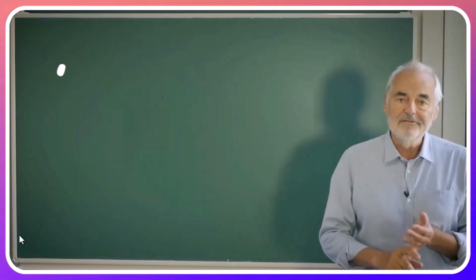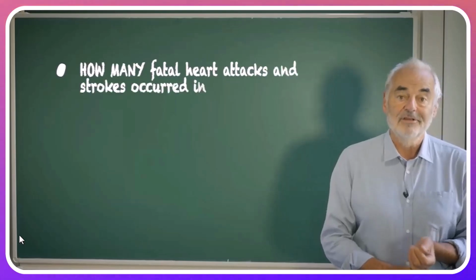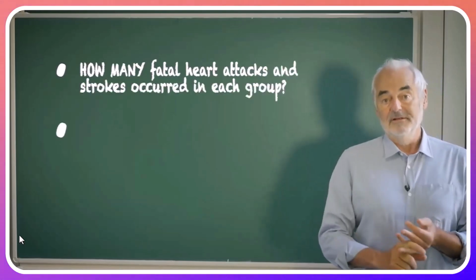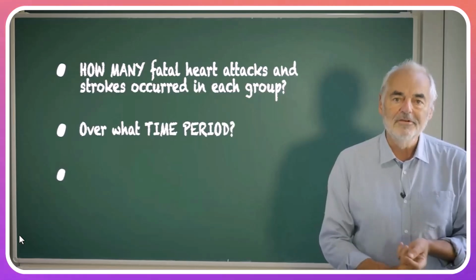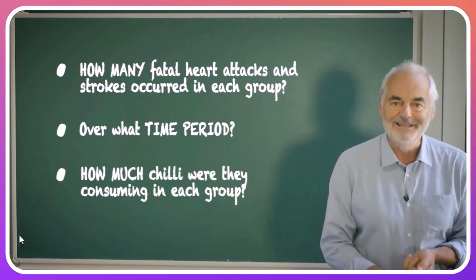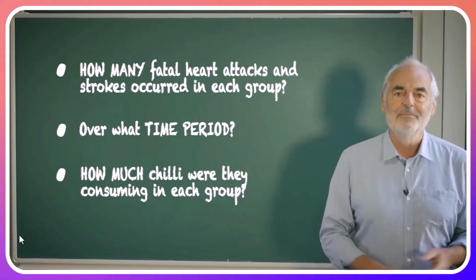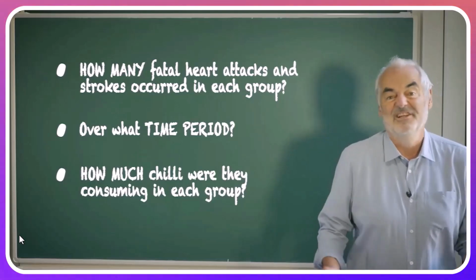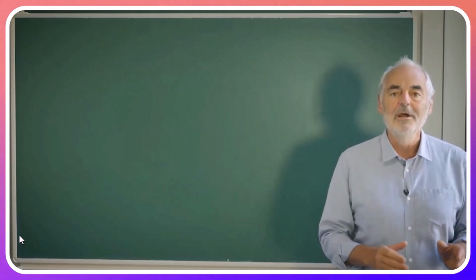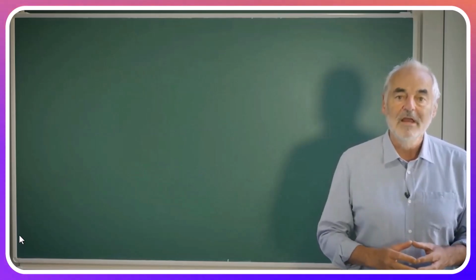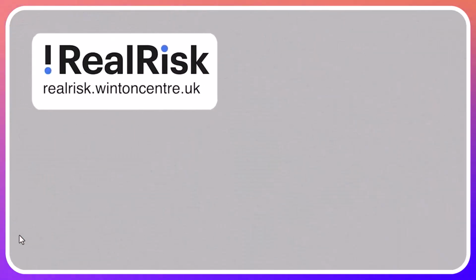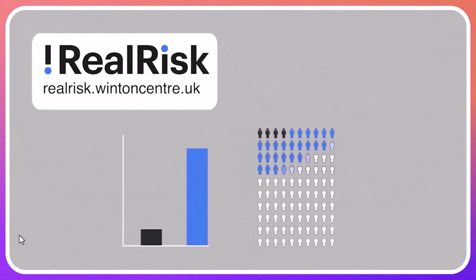If we want to communicate what this hazard ratio of 0.66 really means to a wide audience, we have to share three things. First, how many fatal heart attacks and strokes actually occurred in each group? Second, over what time period? And third, how much chili were they actually consuming? Only by knowing these things can we get an idea of whether this research is actually important or not. What we're doing is essentially converting a hazard ratio to a difference in absolute risks. And we've got a tool, Real Risk, that'll help you do this. There's a link in the description.